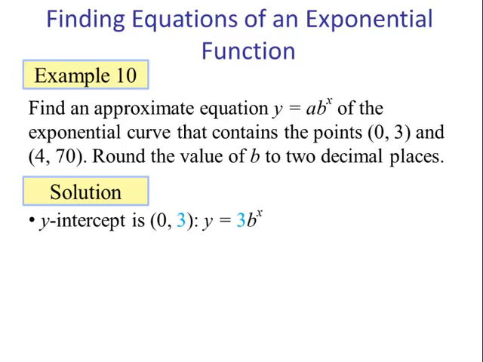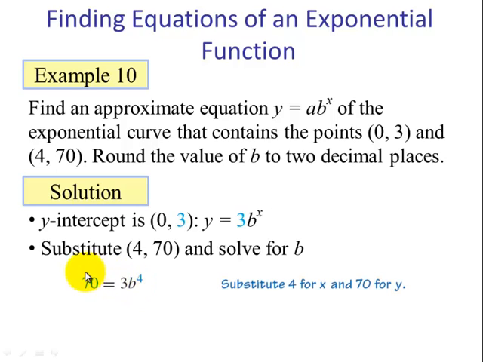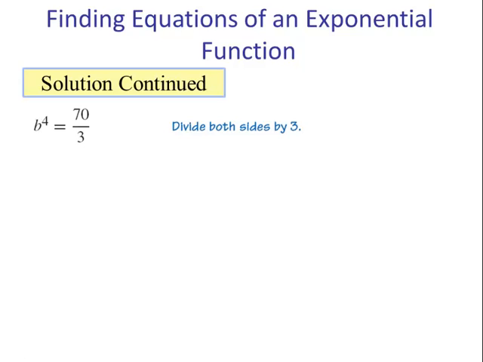So now we have y equals 3 times b to the x power. All we need to do now is find the value of b, the base. So we're going to use this point here, (4, 70). When x is 4, y is 70. So substituting those values in for x and y, we can solve for b. We have an equation that only has one variable, b. Solving for b, we need to get rid of the 3 and the power of 4. Dividing by 3 first, we get b to the 4th equals 70 divided by 3.